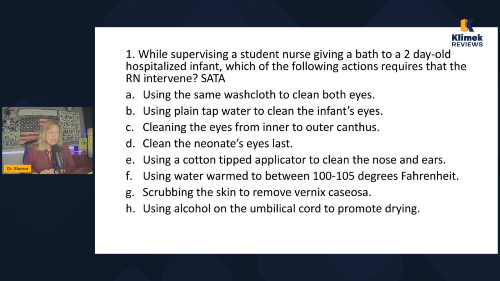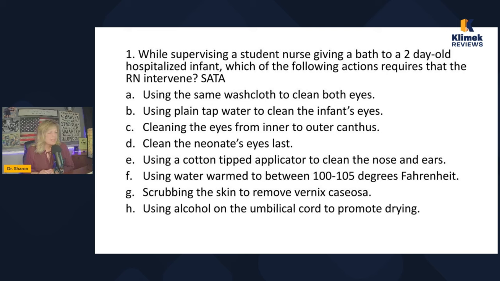Using plain tap water to clean the infant's eyes. That's actually okay. I don't want to use soap because I don't want to get soap in the baby's eyes. I don't need to use sterile water or anything like that. So plain tap water is fine as long as I use a different washcloth for each eye. Cleaning the eyes from the inner to the outer canthus. That's correct. That's the way you're supposed to clean the eyes anyway. Child, infant, adult, you clean the eyes from the inner to the outer canthus.